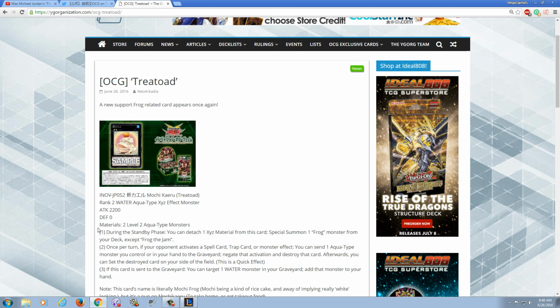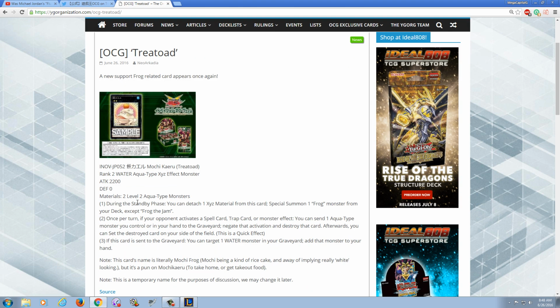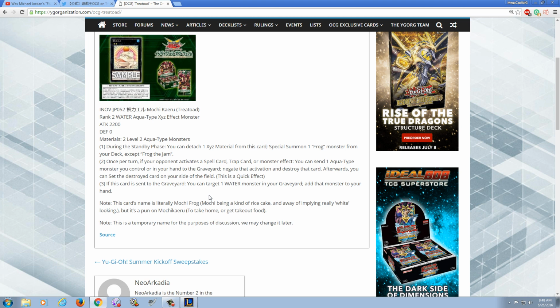It requires two level 2 aqua type monsters to make, which again is pretty much all the frogs, whether it be Swap Frog or Dupe Frog or Rodentoten, which isn't a frog, but whatever. It'd be kind of cool if they brought back Substitoad now. He's not a level 2, but whatever. It'd be kind of cool. It'd get you your Swap Frog from the deck.